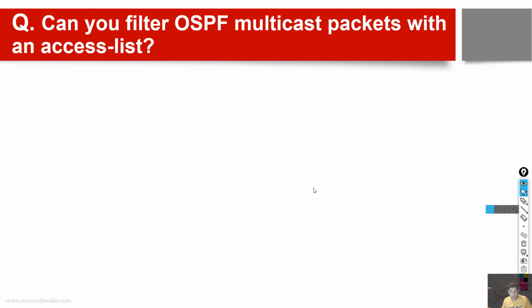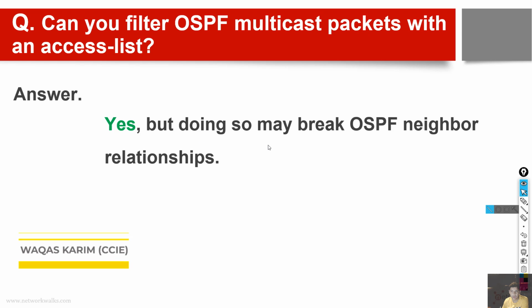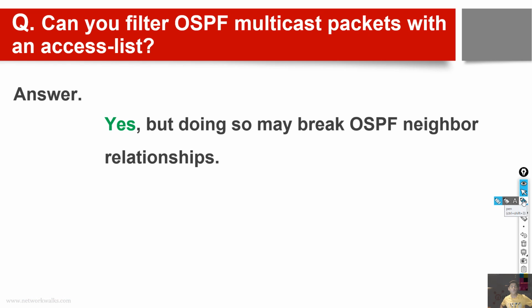The next question the interviewer might ask is, can you filter OSPF multicast packets with an access list? Definitely we can do it. We can apply an access list for layer 2, for layer 3, for IP packets to filter any type of traffic. So yes, but doing so may break the OSPF neighbor relationship. When you filter some of the packets you have to do it carefully, because if you block these .5, .6 or any other types of packets, then neighborship will not be formed, unless you want to achieve a specific purpose. Then you should do it. So plan it properly, especially on live networks where there is traffic.